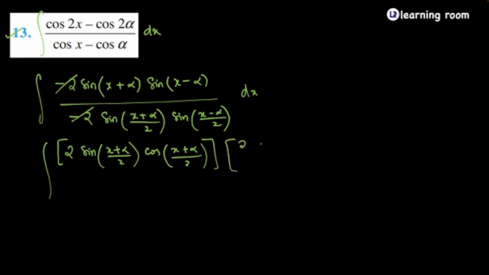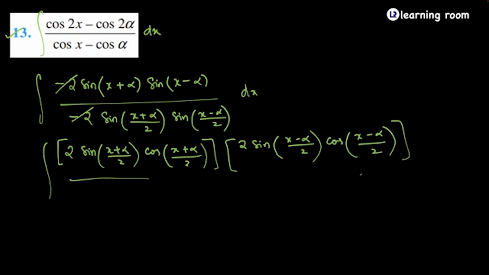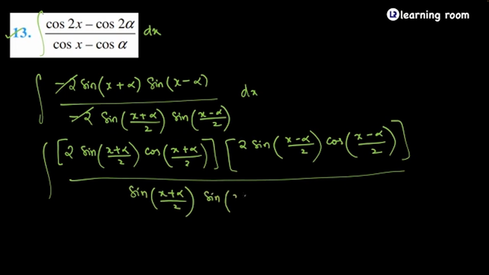2 sine of (x minus alpha)/2 cos of (x minus alpha)/2 only, same angle. Right? The whole divided by sine of (x plus alpha)/2 sine of (x minus alpha)/2. So sine of (x plus alpha)/2 and sine of (x plus alpha)/2 is gone. Sine of (x minus alpha)/2 and sine of (x minus alpha)/2 is gone. So they both get cancelled so that we only have the numerator left throughout.